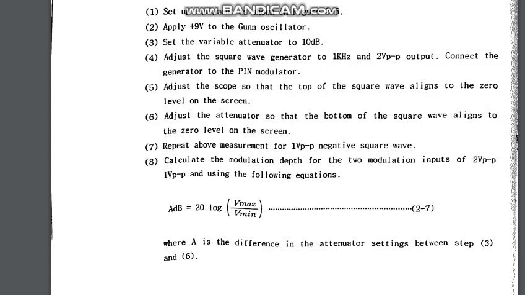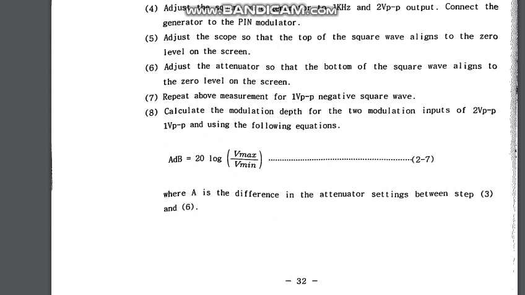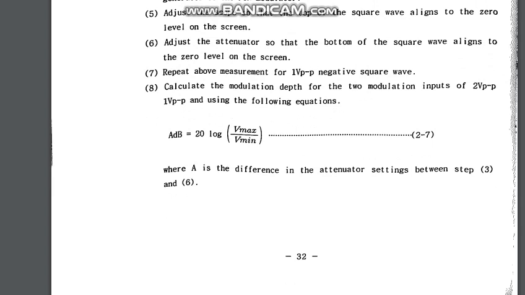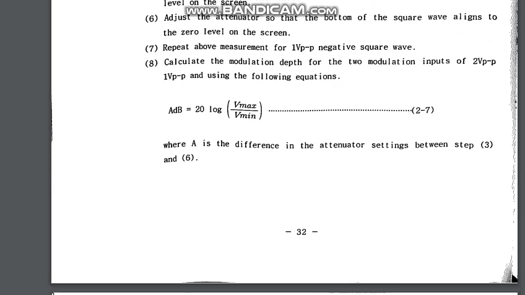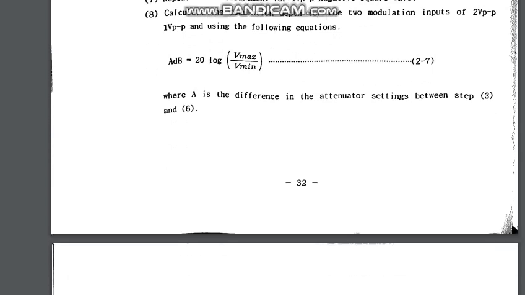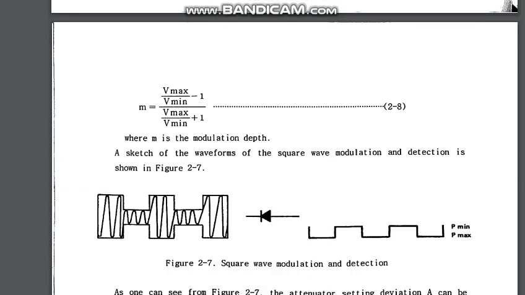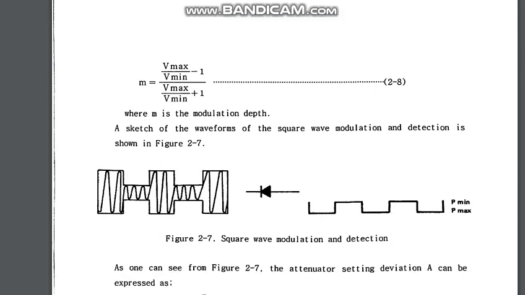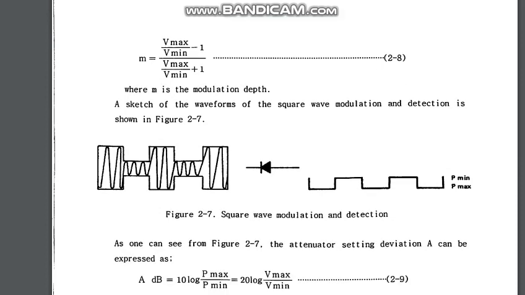Here V max is for the 2 volt peak to peak and V min is for the 1 volt peak to peak, and we have to measure the value and put it there. Then we will get the attenuation out of that, and we have to check whether the value of the attenuator is right or wrong. And that is the equation of modulation depth. As you can see, M equals (V max over V min minus 1) divided by (V max over V min plus 1). M is the modulation depth.